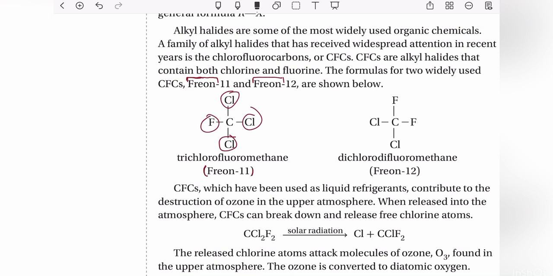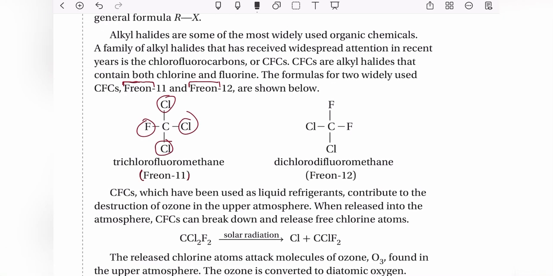And then trichloro, because we have 3 chlorine atoms and 1 fluorine atom, so it's just fluoro. And our second one is dichlorodifluoromethane, because we have 2 chlorine atoms, 2 fluorine atoms, and it's still a single carbon atom, and it's still an alkane with single bonds.